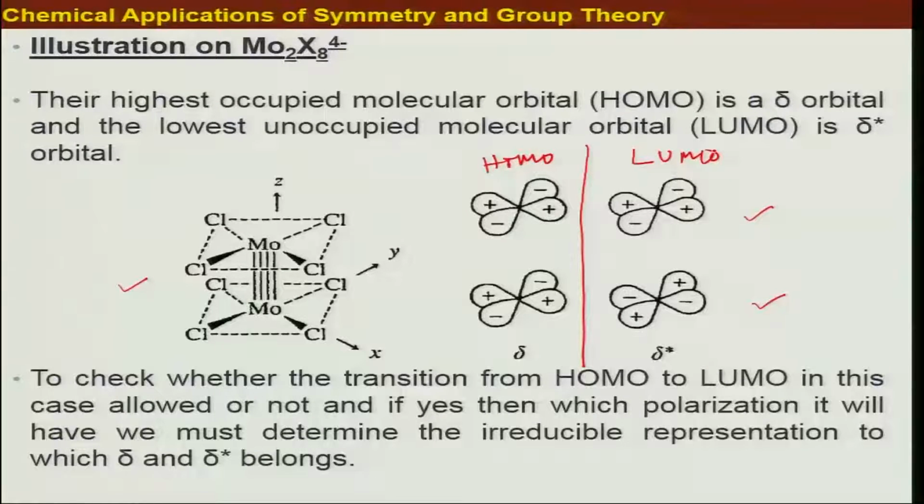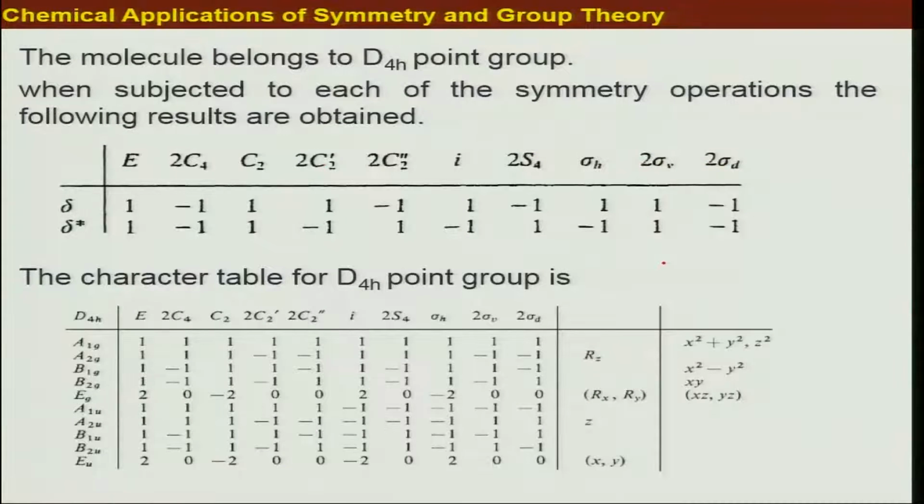So, we have to operate all the symmetry operations for this particular point group to which this molecule belongs on this HOMO and LUMO and get the representation. So, the molecule belongs to the D4h point group.